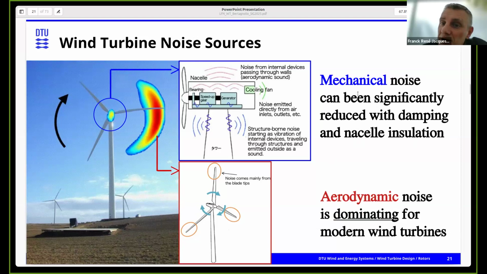In the case of mechanical noise, it has been mostly solved by using damping and nacelle insulation. I'm not saying that it's completely solved. It's just that they've done a lot to reduce these noise sources. And today it's considered that aerodynamic noise is dominating for a modern wind turbine.